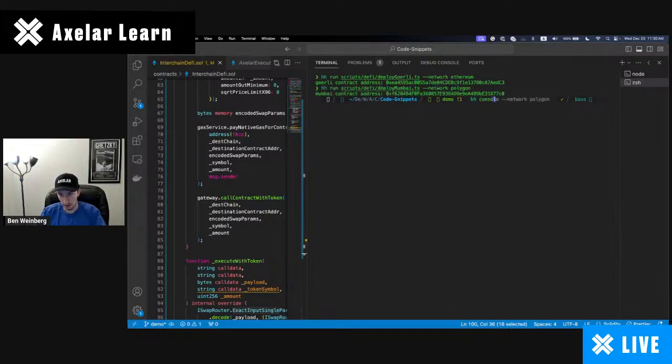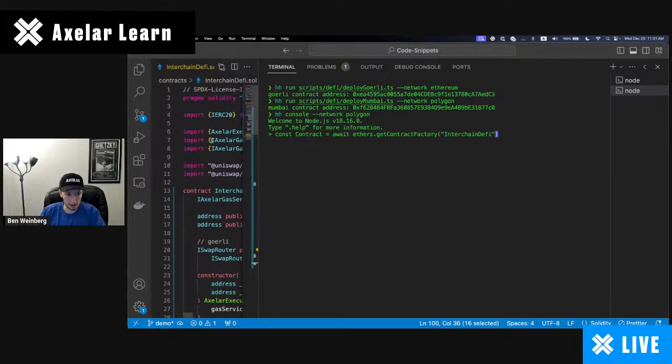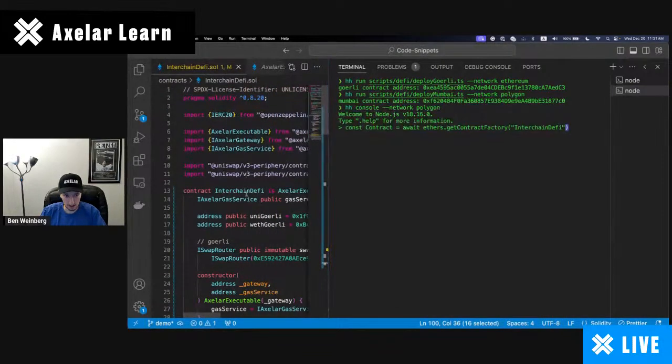Now we're going to use our Hardhat console to interact with this contract. Make it a bit bigger. So we can use contract InterchainDeFi. InterchainDeFi is the name of this contract, to get our Ethers contract factory. We will then attach our address on Polygon Mumbai to our contract factory. Now we should have a contract instance, which we should be able to interact with on the Polygon block explorer.